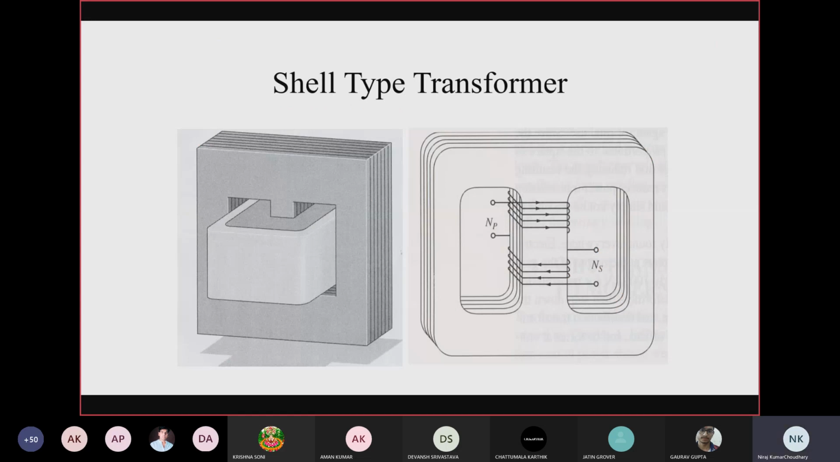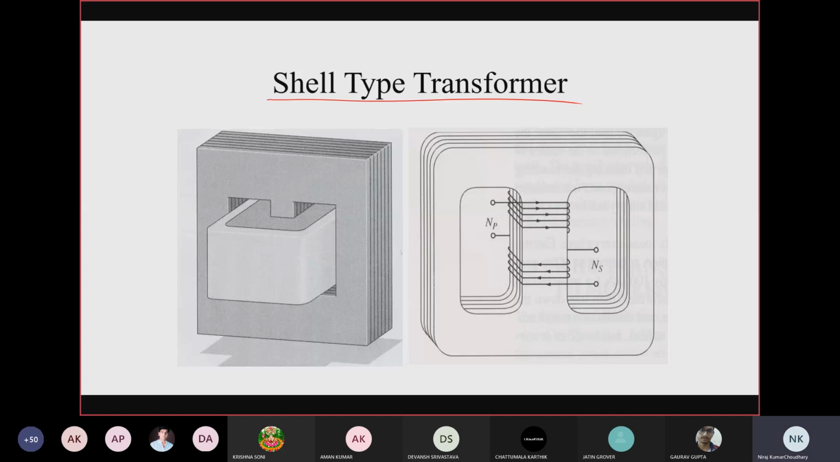Now next one is your shell type transformer. So in the previous case, in case of core type transformer, what we have seen that the winding material was surrounding the core of the transformer, right? But here in case of shell type transformer, the core material surrounds the winding.